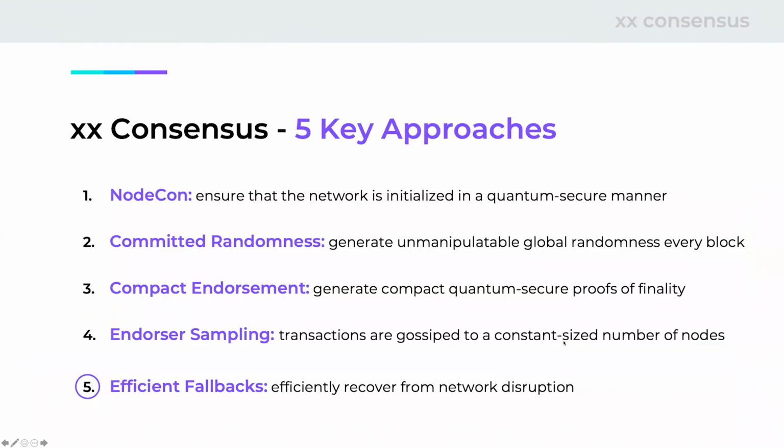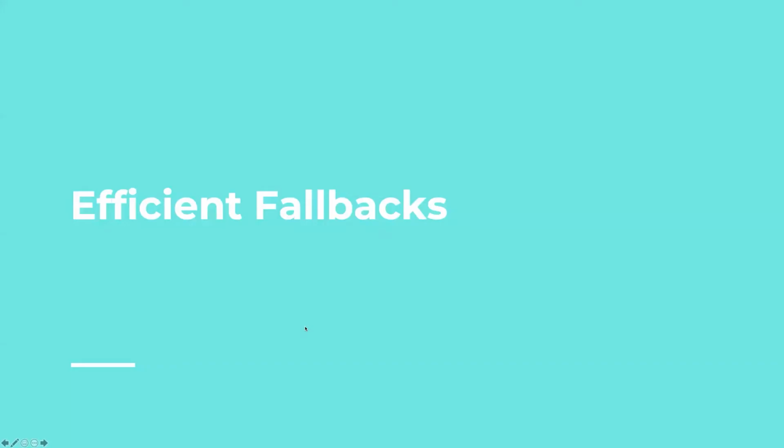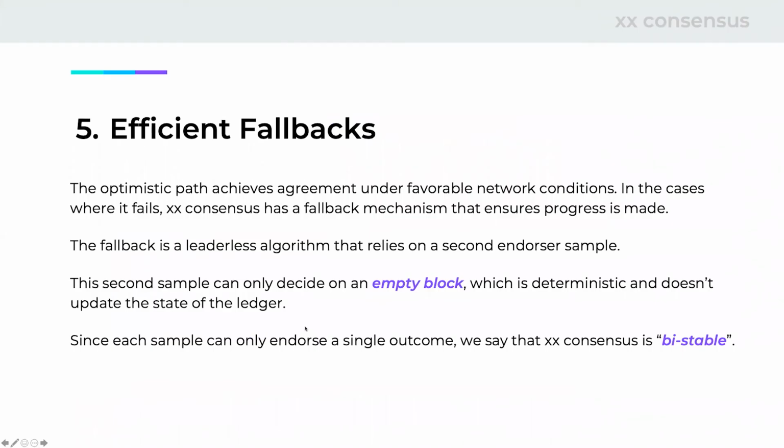So we've now covered how the optimistic part works and covered all of these four approaches. What's left is to analyze what happens when there's disruption in the network. And this brings us to the last of our key approaches, which is efficient fallbacks. When the optimistic path fails to achieve agreement, XX consensus relies on efficient fallback mechanisms in order to make progress. This is very important as we don't want consensus to halt.